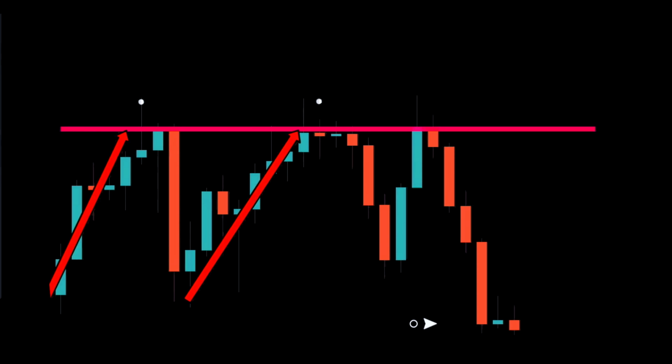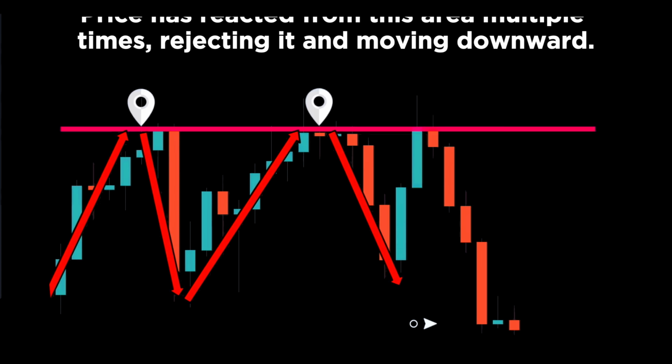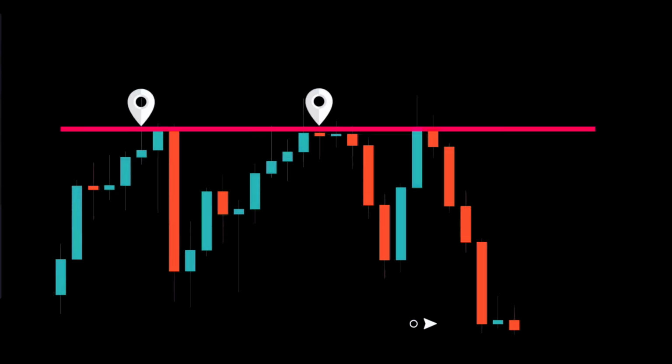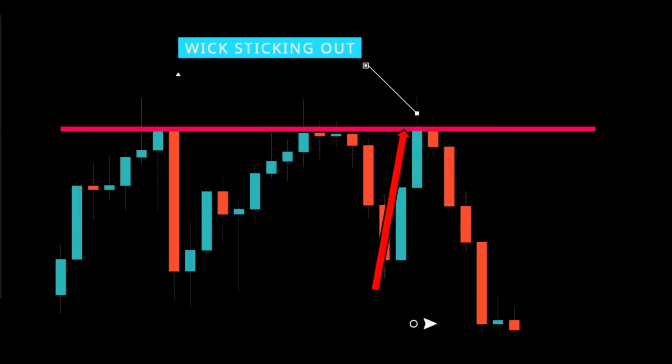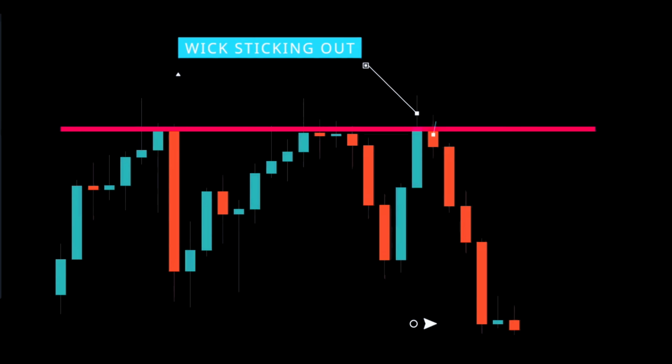First, we identify the key level on the left side of the chart. In this case, price has reacted from this area multiple times, rejecting it and moving downward. When price comes back to this level again, we start to see reaction from sellers, shown by a wick rejecting higher prices. After that reaction, an inside bar forms right after it. Notice how this candle is smaller and fully contained within the previous candle's range.